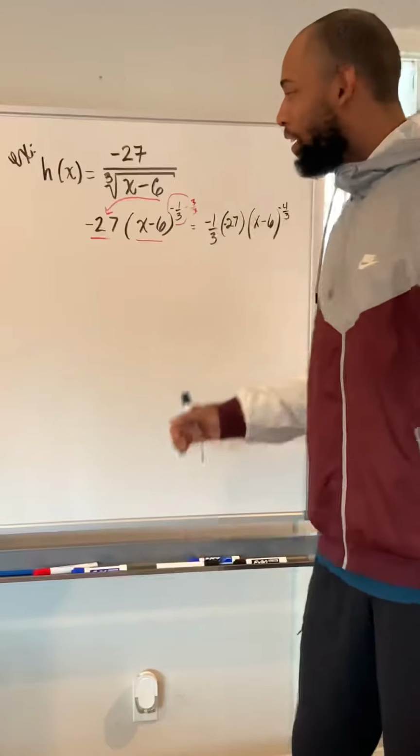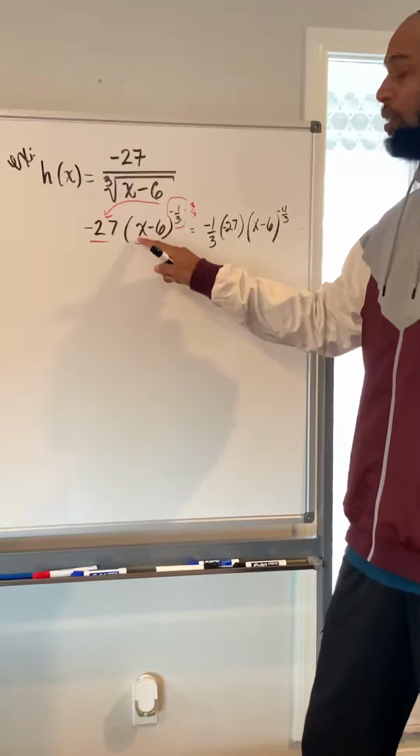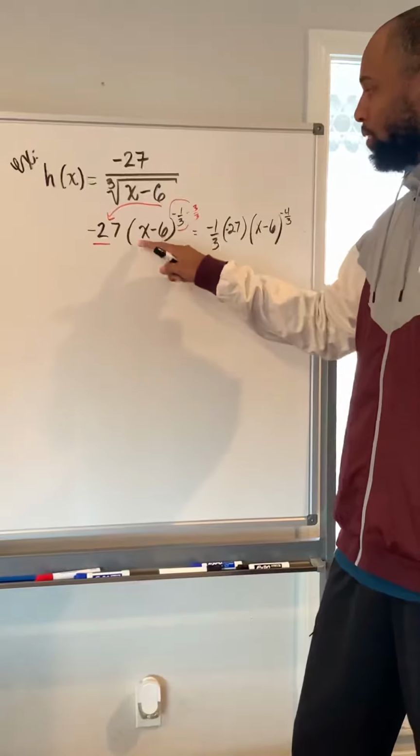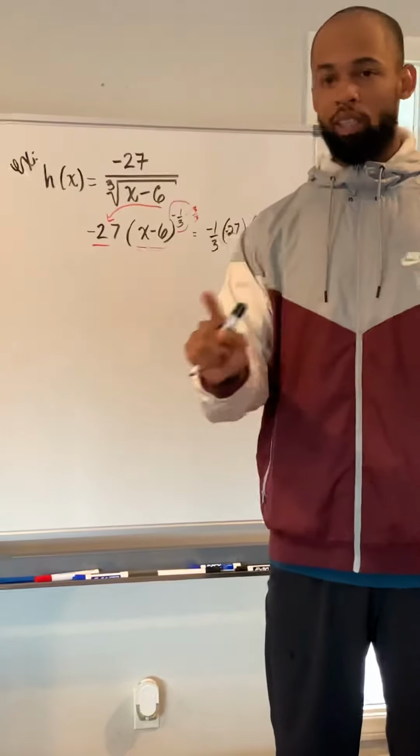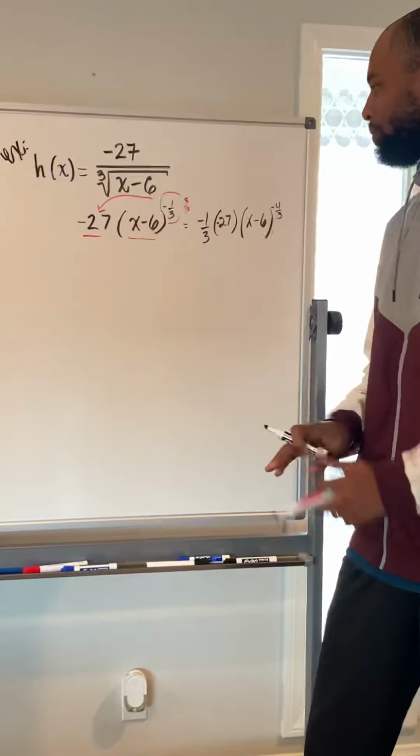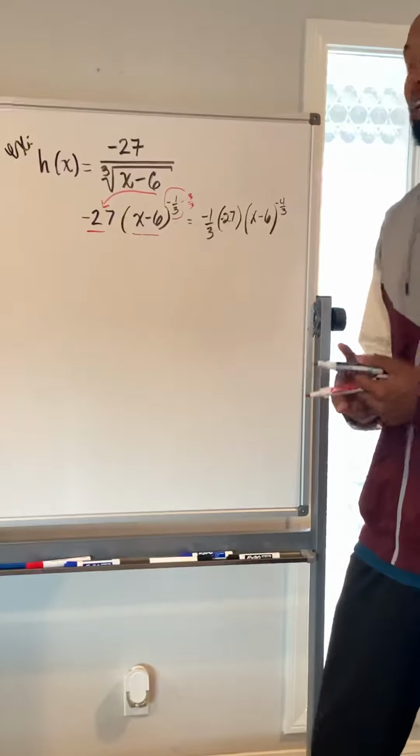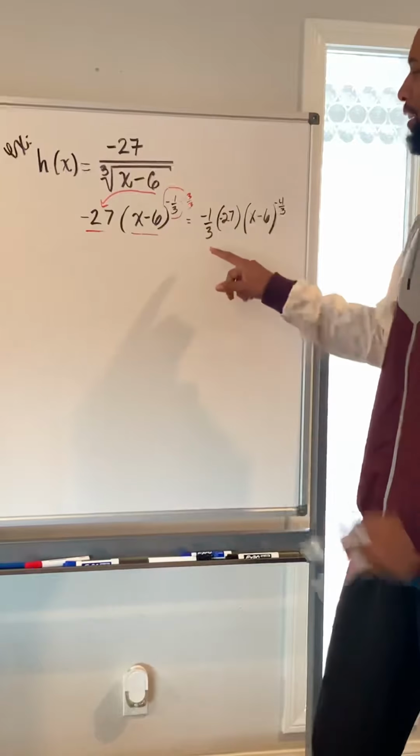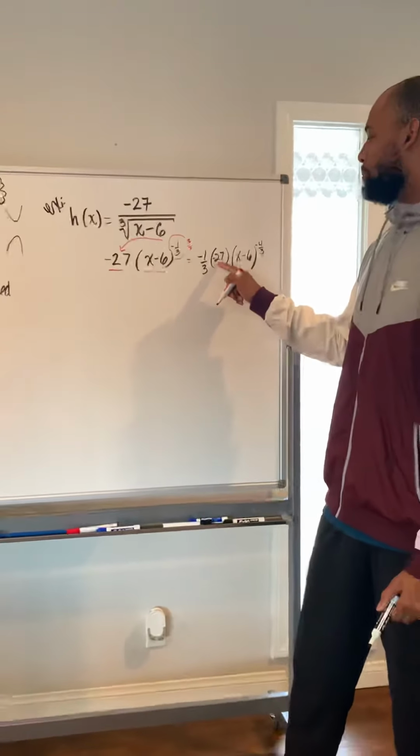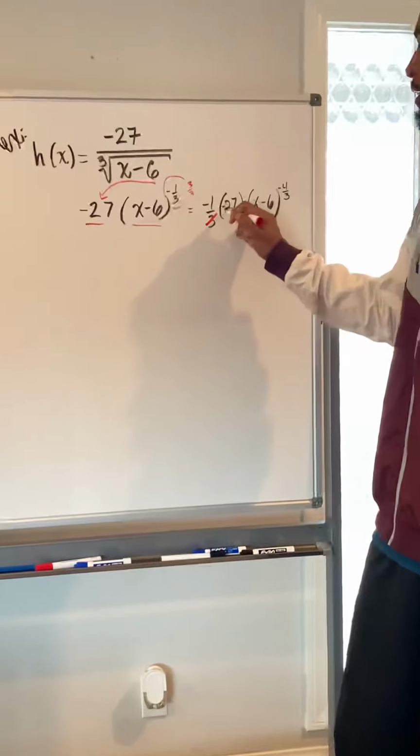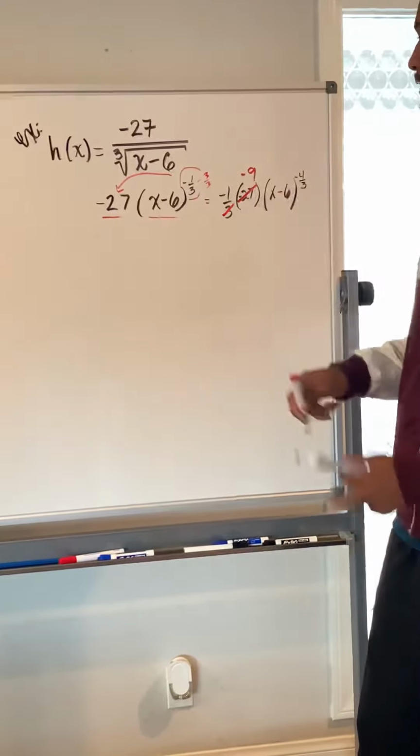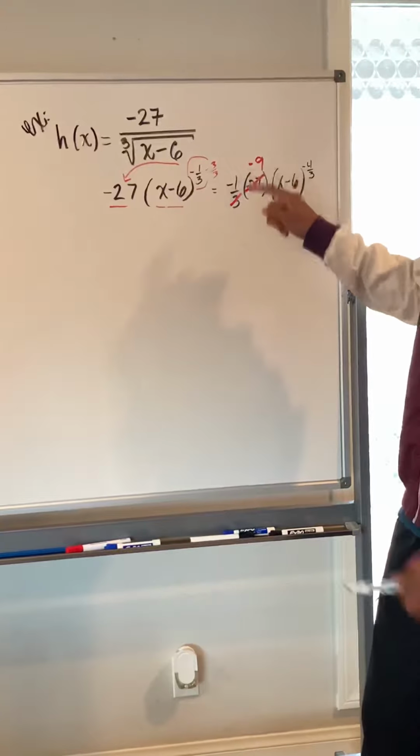Now, you have to multiply it by the derivative of x minus 6. What is the derivative of x minus 6? That is just 1. So I'm going to put just times 1. I don't really have to do anything, right? Okay. So that's my first derivative. Now, I can simplify this. I got negative 1/3 times negative 27. 3 goes into negative 27, negative 9 times. So I have negative 1 times negative 9.